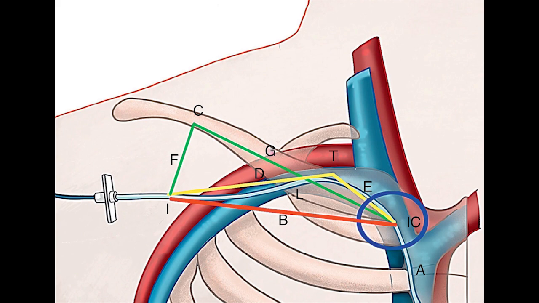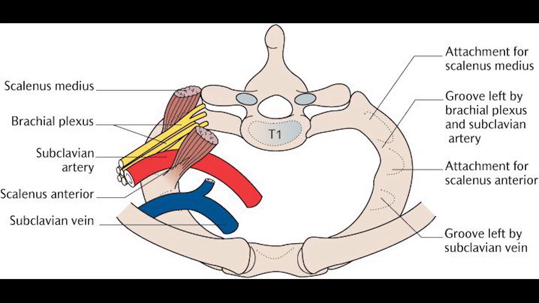There are two complications of this procedure. The first one is puncture of the subclavian artery. Even though the subclavian artery is separated from the subclavian vein by the scalenus anterior, it can be punctured. The second one is puncture of the pleura. It causes pneumothorax. You all know about the complications of pneumothorax.